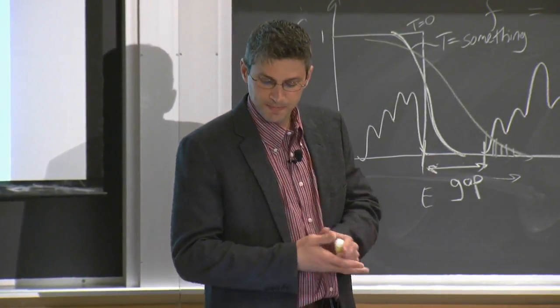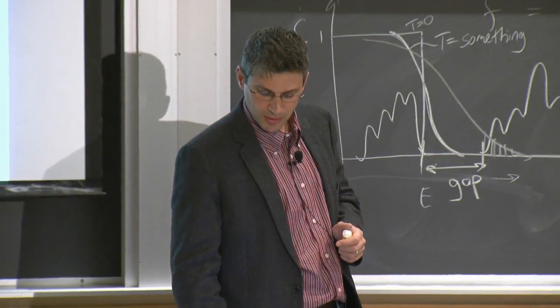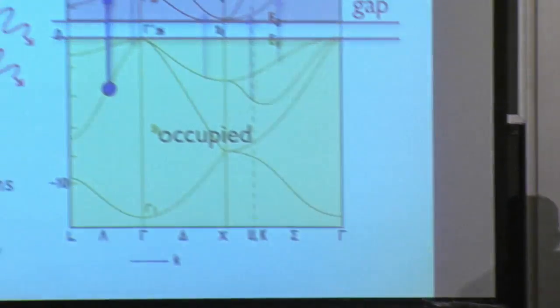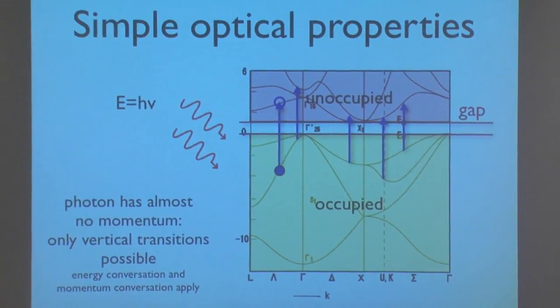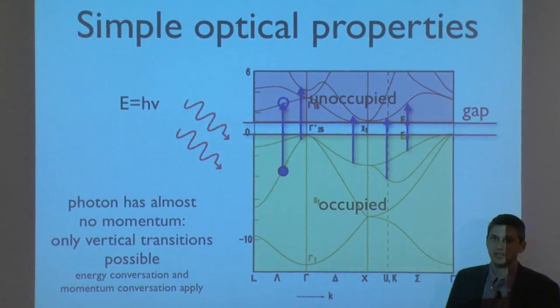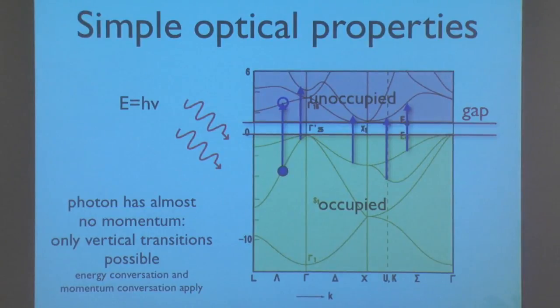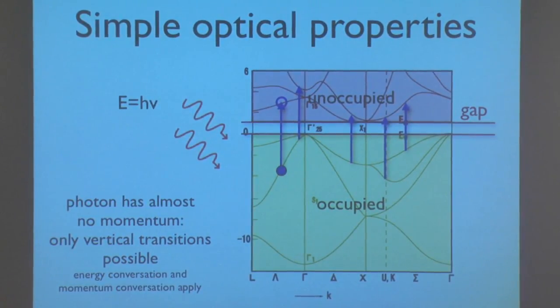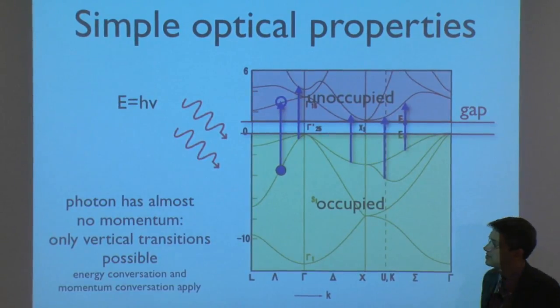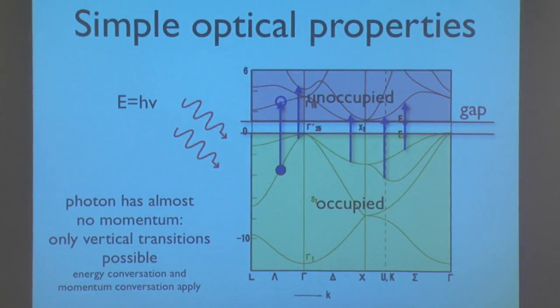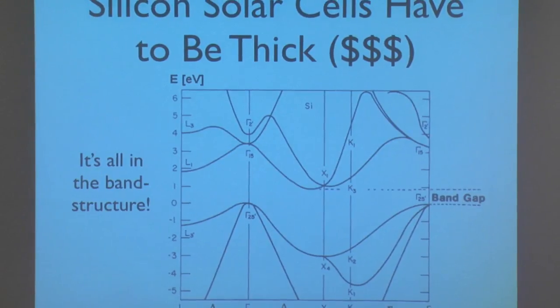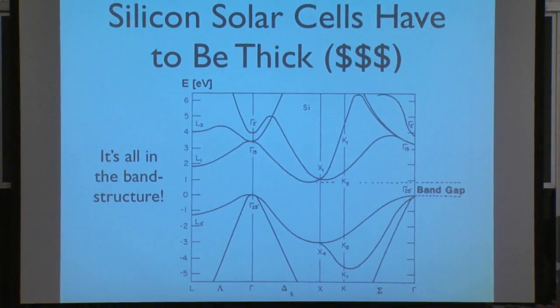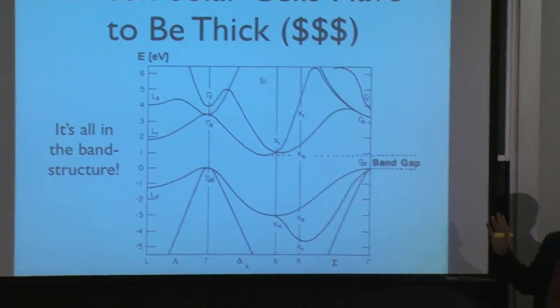Any questions about that? Now, we talked about this a lot, so I'm not going to go over this again. That the direct transitions are easy for photons. The indirect ones, where you shift the K, where you are in K space, are hard. And that is why silicon is an expensive solar cell. So we've talked about this. I don't want to belabor the point because I want to try to get to some simulations, if possible. Any questions about that point, though, the optical transitions?